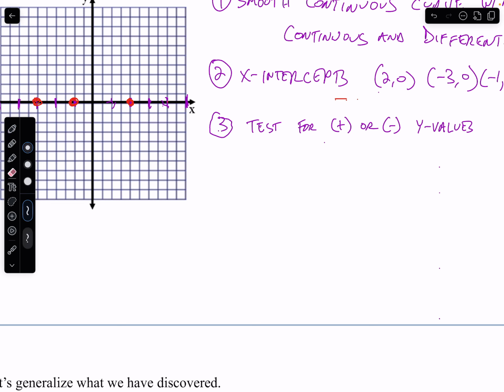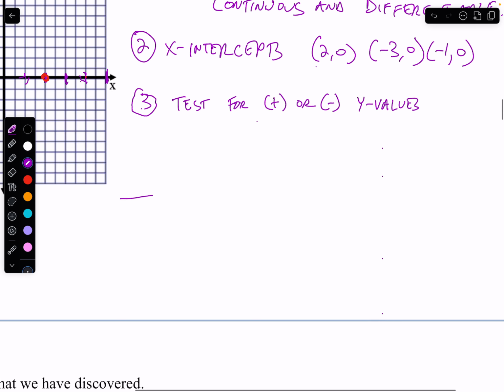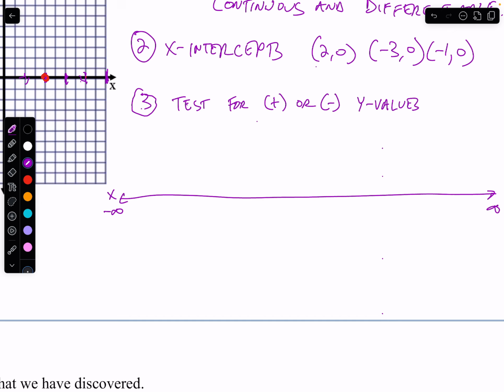All right. So I make a big test interval. That's like our x-axis, starting at -infinity, ending at infinity. We have a 0 at -3. The y value is 0. At -1, the y value is 0. And again at 2, the y value is 0.